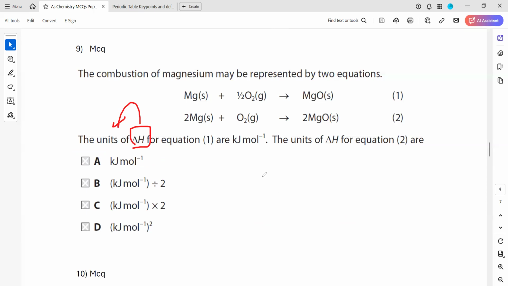Even if I write another equation, carbon plus oxygen gives carbon dioxide, what is the unit of enthalpy change? The same answer, A. Because the unit of enthalpy change does not depend on the type of reactant or the type of product. It's the quantity. So the unit of the quantity does not change with the equation.